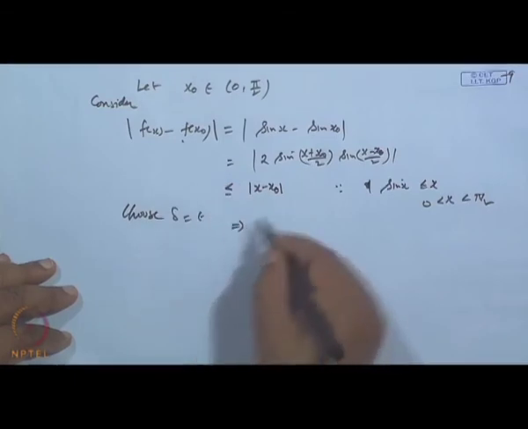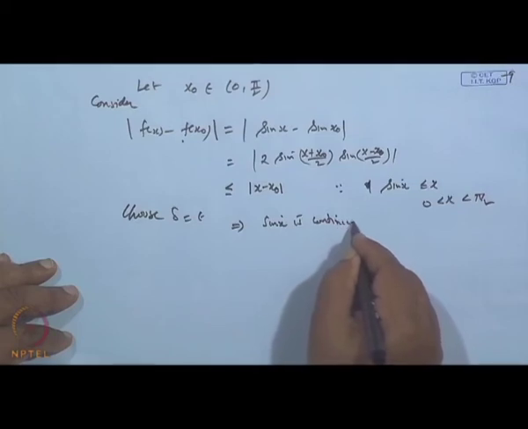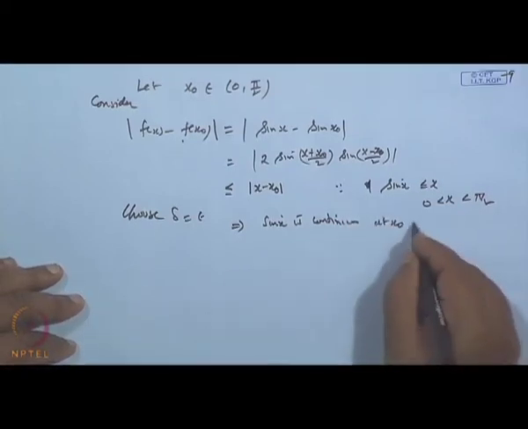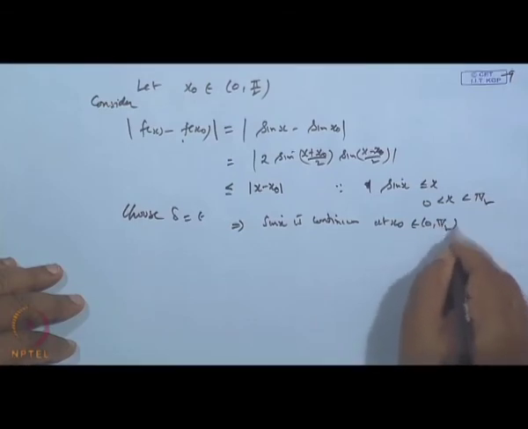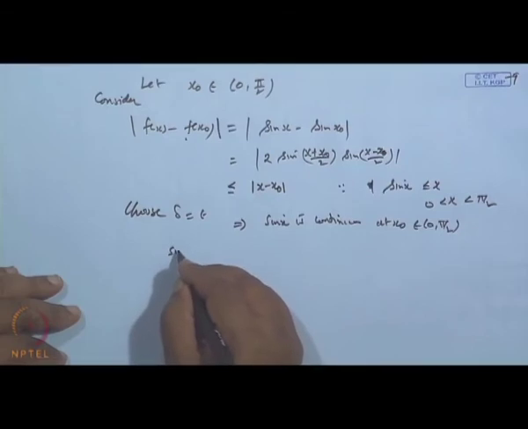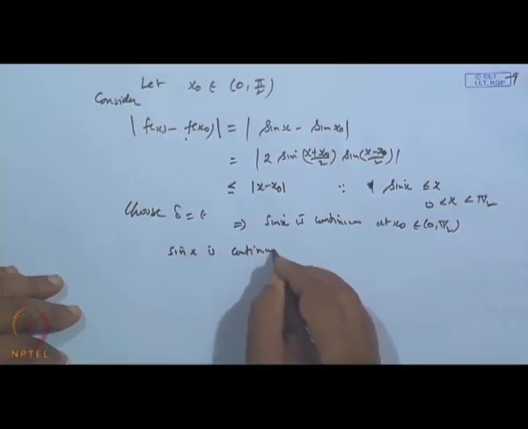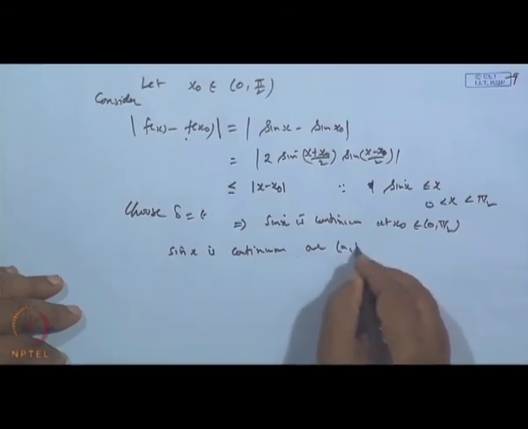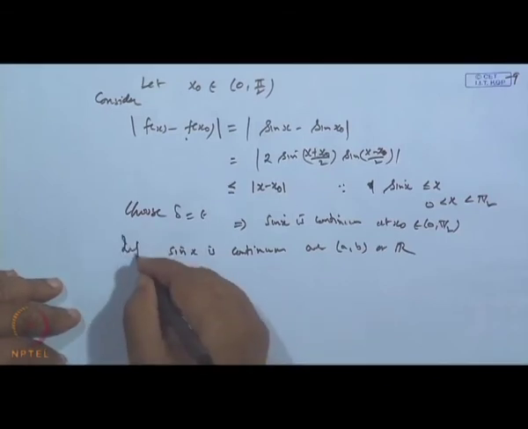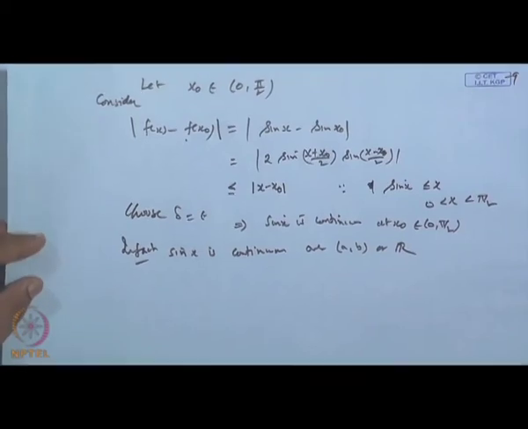So, this shows that sin x is continuous at x naught, but x naught is arbitrary. So, it is continuous everywhere, and sin x is basically continuous over any closed or open interval (a, b) or on the real line. In fact, one can prove this easily. So, this is one of the examples which I have chosen.